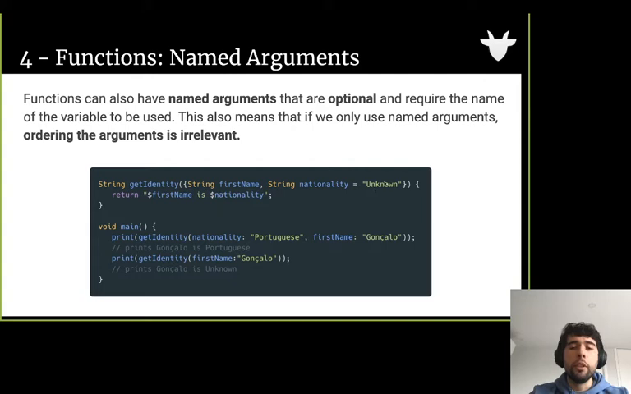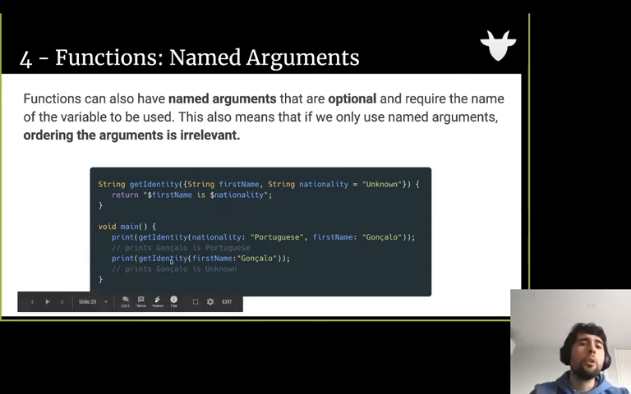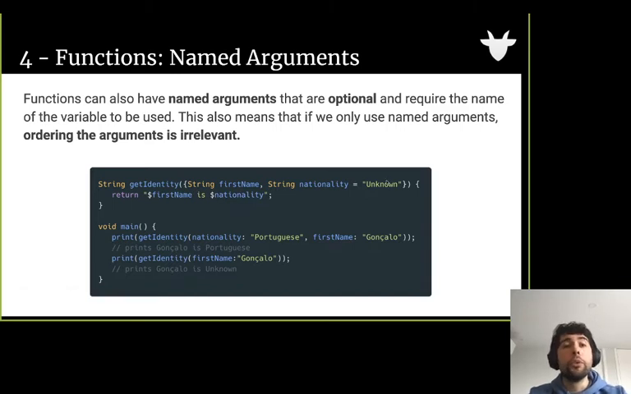If we look now at main, we see that in the first print, I'm using the get identity function, and first I say my nationality is Portuguese, and then my first name. So I not only reordered the parameters, but I also used their names. And then in the second one, I don't want to display my nationality, so I just use first name. My first name is Gonçalo, so it will print Gonçalo is unknown, the default value that we used here.